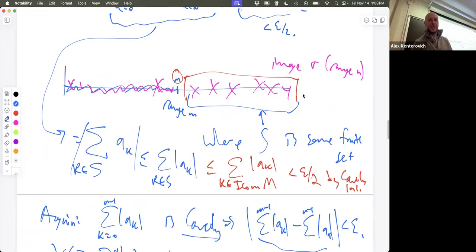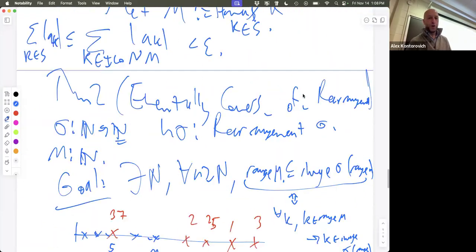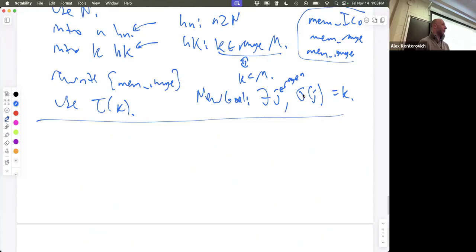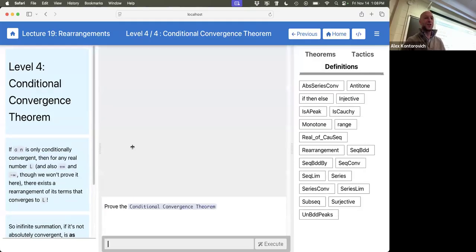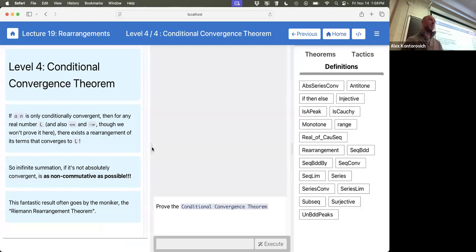Okay, will you agree to not go through the details of the proof right now? Maybe we'll have 5 minutes left, because I want to get to the biggest boss, this conditional convergence theorem, what people call the Riemann Rearrangement Theorem.